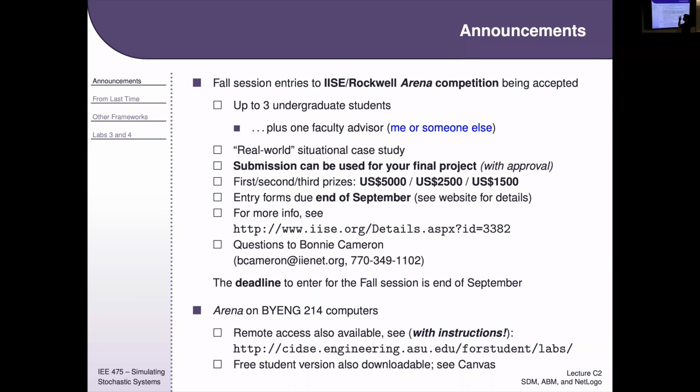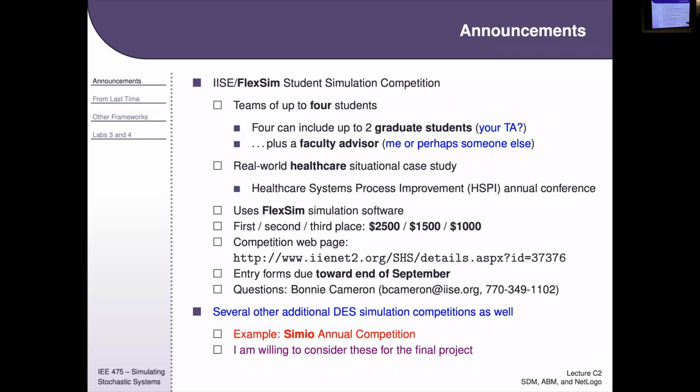Just more reminders. Again, the Rockwell Arena competition: if you are interested in using this for your final project, the entry for this is at the end of the month, September. Likewise, if you are alternatively interested in trying out FlexSim instead of Arena and using a healthcare application, then this one's entry, I think, is much sooner than that. It's like September 20th, so it's within a week. Look into that. I don't know as much about the Simio competition, but they also have an annual competition that you can look into.